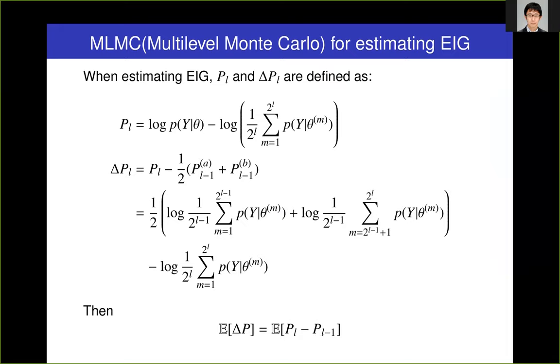We can apply MLMC for estimation of EIG by defining P and delta P as shown here. P_L is the contents of outer expectation, and inner expectation is estimated by the Monte Carlo using the sample size 2^L. Delta P is a random variable, and the expectation of delta P is equal to the expectation of P_L minus P_(L-1). For example, you can define delta P as P_L minus P_(L-1) using this. But beta, which is a parameter of MLMC and the convergence rate of the variance of delta P, is not high enough.